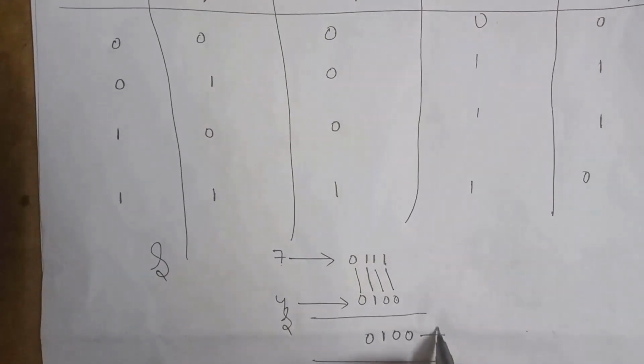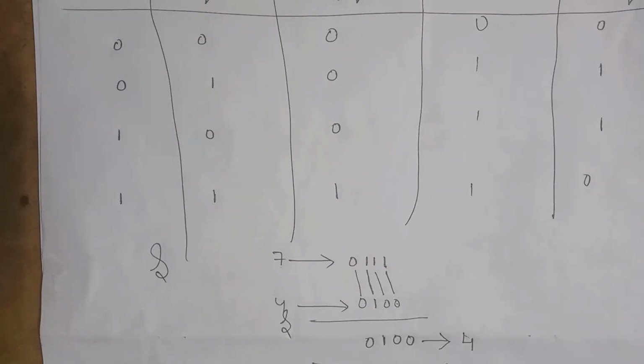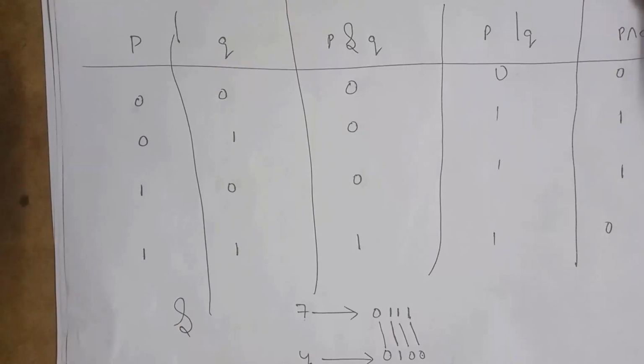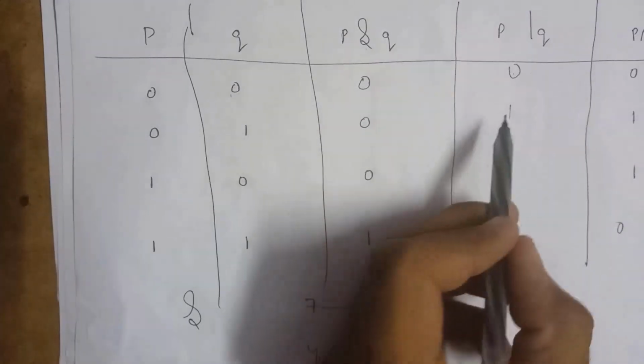Now you need to convert this 0, 1, 0, 0 into decimal. If you convert 0, 1, 0, 0 into decimal, then you will get the value 4. This is how we perform the bitwise AND operation for two numbers. Similarly, we will perform the bitwise OR operation. For bitwise OR, if both values are 0, then the result will be 0, else the result is 1.